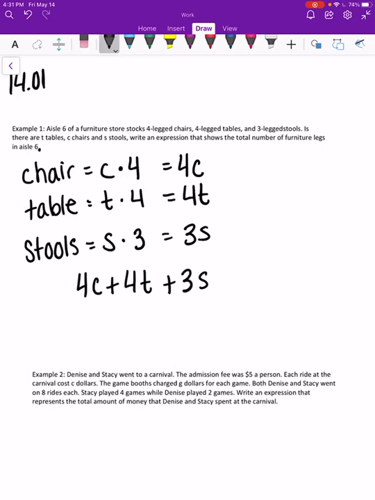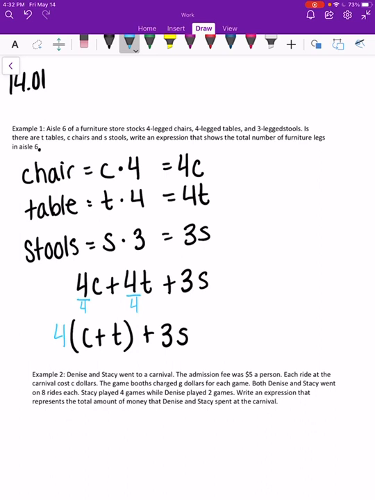Now, another way you can write this is because we have a 4 with the C and a 4 with the T, you can take that 4 and put it on the outside. And then in parentheses, you can write C plus T. And then on the outside, we still have plus 3S. And why we can do that is we're technically factoring out that 4.